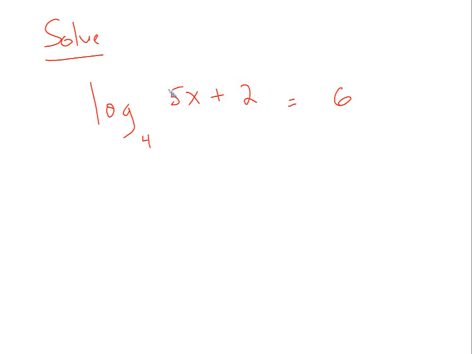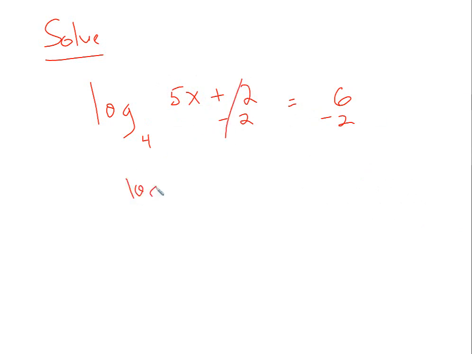Okay, so when there is not a parentheses here, you need to get rid of this plus 2 first before you change to exponent form. If you change this to exponent form right now, if you say this is 4 to the 6th power is equal to 5x plus 2, this would be incorrect. Okay, so be careful about that. So if there was a parentheses here, then you could change it to exponent form. But since there isn't, what you're supposed to do is minus 2 first. Let me erase this right here.